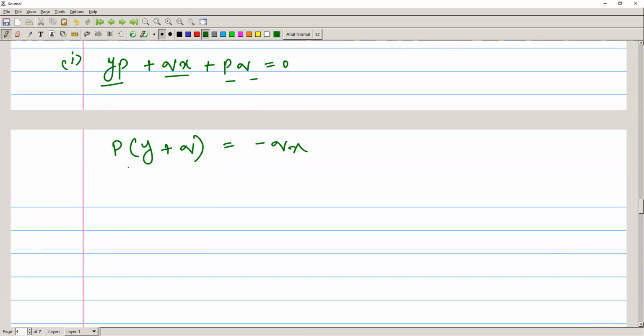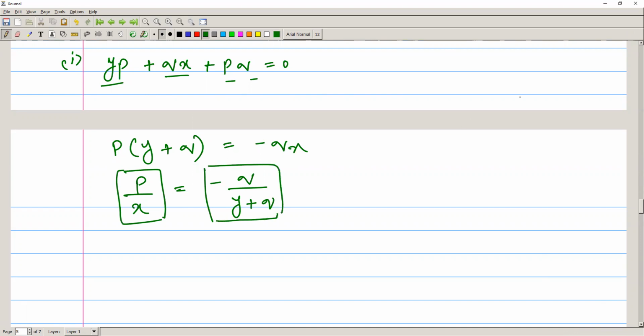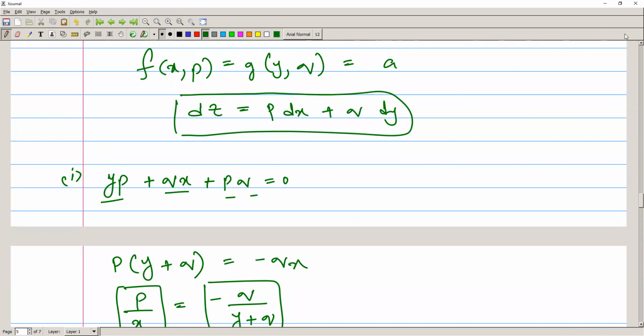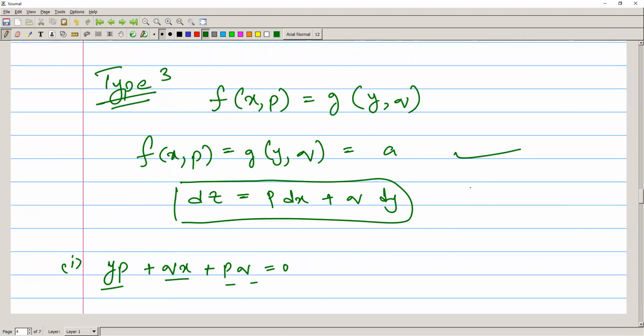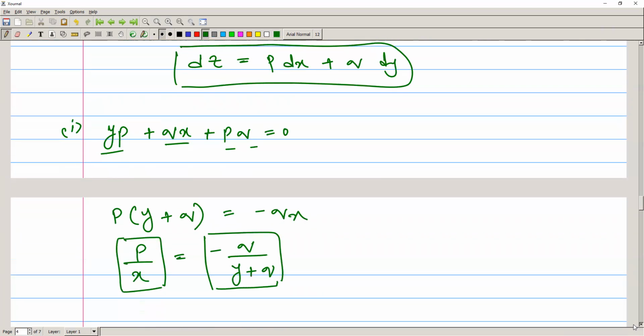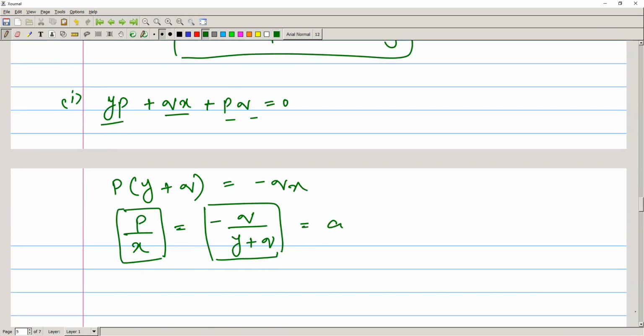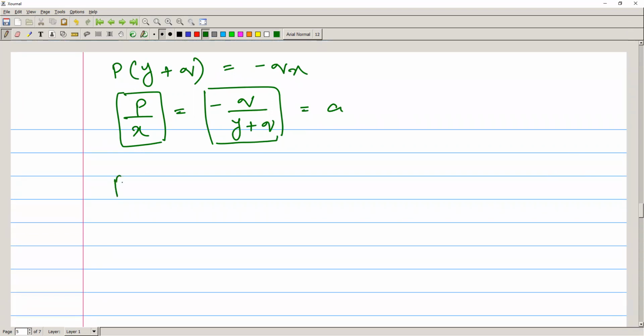So now we can easily separate these, and we can write p over x is equal to negative q over y plus q. So we can see that this is a function of p and x only, and this is a function of q and y only. So this is separated, to this form, the type 3. So now we can apply this rule that for f of xp and g of yq equal to a, we can write this equal to a. So we found that p is equal to ax, right? And negative q over y plus q is equal to a.